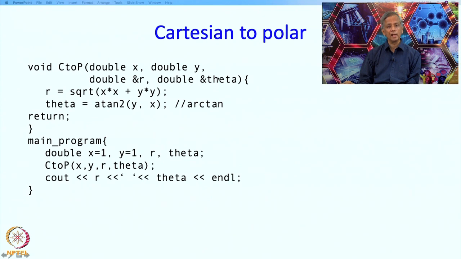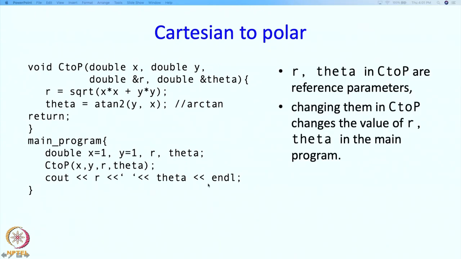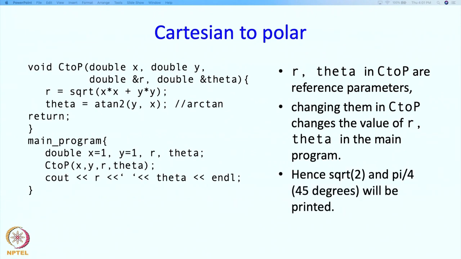And similarly, this theta, because it is a reference parameter and because the fourth argument here is the theta of this main program, is just a name for this theta. Therefore whatever is calculated over here will get stored in the activation frame of the main program in the theta variable over here. So what gets printed is the R which was calculated over here and that theta which was calculated over here. Changing them in C2P changes the value of R and theta in the main program.